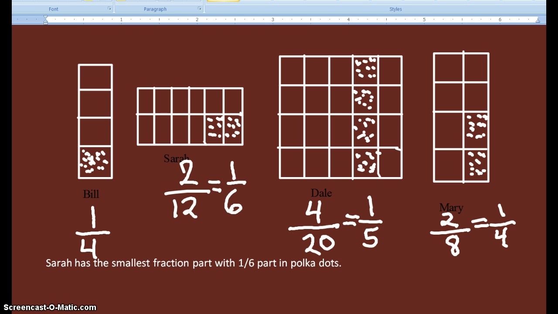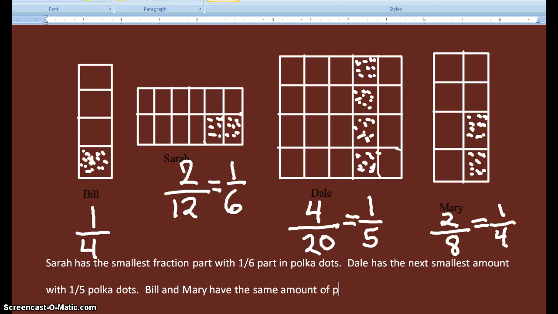And then we can say our next smallest would be Dale. Dale has the next smallest amount with, forgive my typos please, 1/5 polka dots. And then we can say that Bill and Mary have the same amount of polka dots with 1/4. And we'll leave it at that.